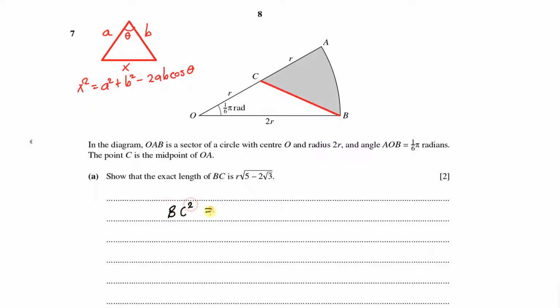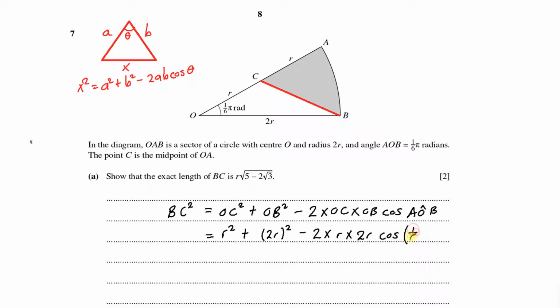So we are going to apply that, and we will say BC squared is equal to the side OC squared plus the side OB squared minus 2 times OC times OB cos angle AOB. So that's the cosine rule here. So that will be OC squared is R squared, plus OB squared, that's 2R squared, minus 2 times R times 2R times the cosine of a 6th pi. So this will give us R squared plus 2R squared, 2R squared is 4R squared, so plus R squared, that's 5R squared, minus 2 times R times 2R gives us 4R squared, times cos of a 6th pi.